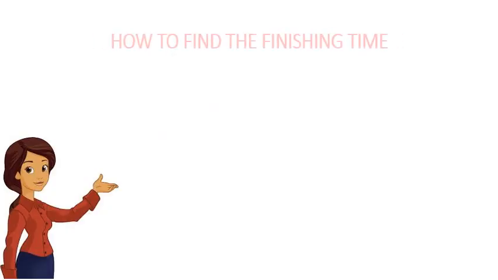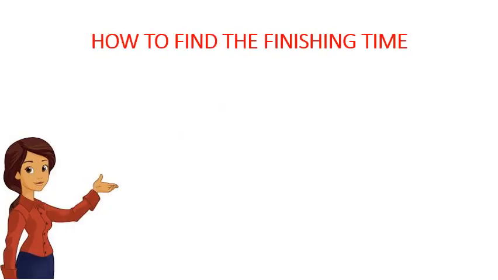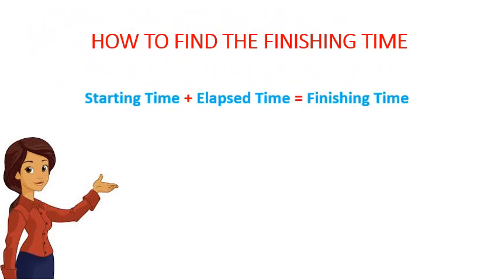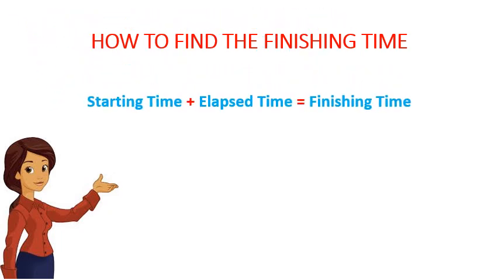Now, we are going to learn how to find the finishing time. So, there is a formula: starting time plus elapsed time gives the finishing time. What does it mean? You know what the starting time is. Suppose an event you are going to start, at what time? That is called starting time. Suppose an examination is going to start at 10 a.m. That is starting time. And elapsed time means the time which you are using for it.